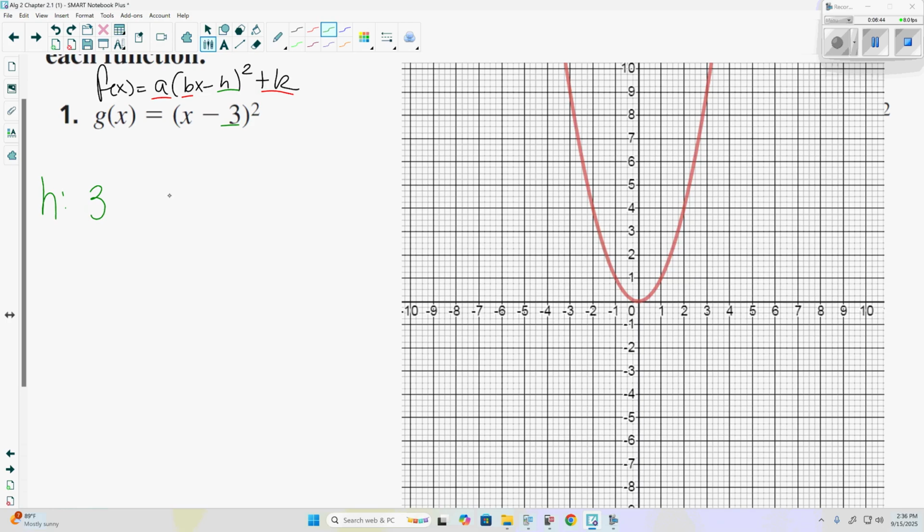So indeed, it would be to the right. How far? 3, I think it was. It would be right 3. That means every point on this graph would move 3 units to the right. Questions on this here? Are you ready for the next one?